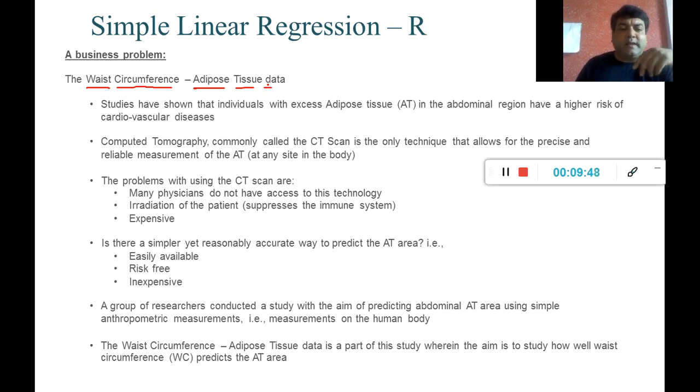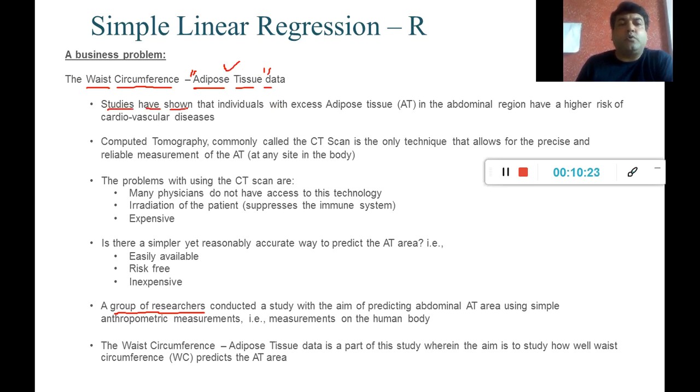So there was a group of researchers, okay. They wanted to understand whether there is a different way, an easier, simpler way, to calculate the adipose tissue area in a person's body, right? So what is adipose tissue? Let us understand that first, okay?